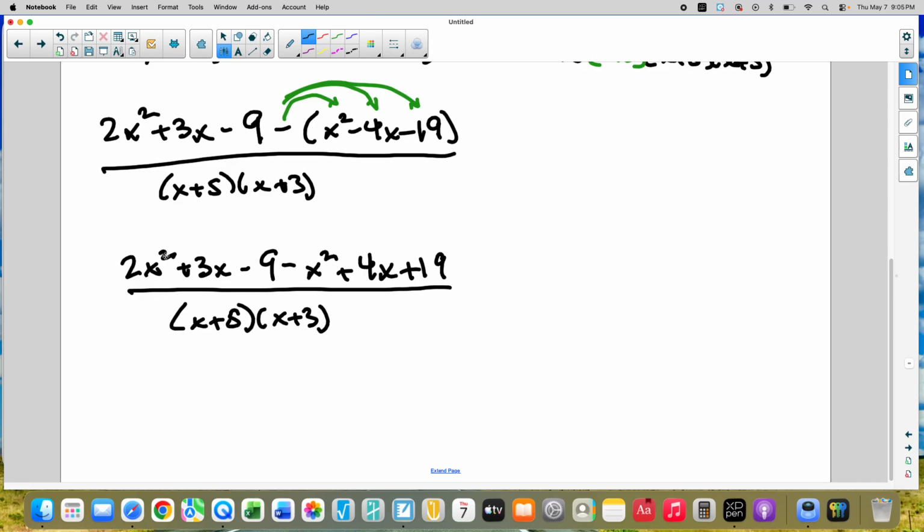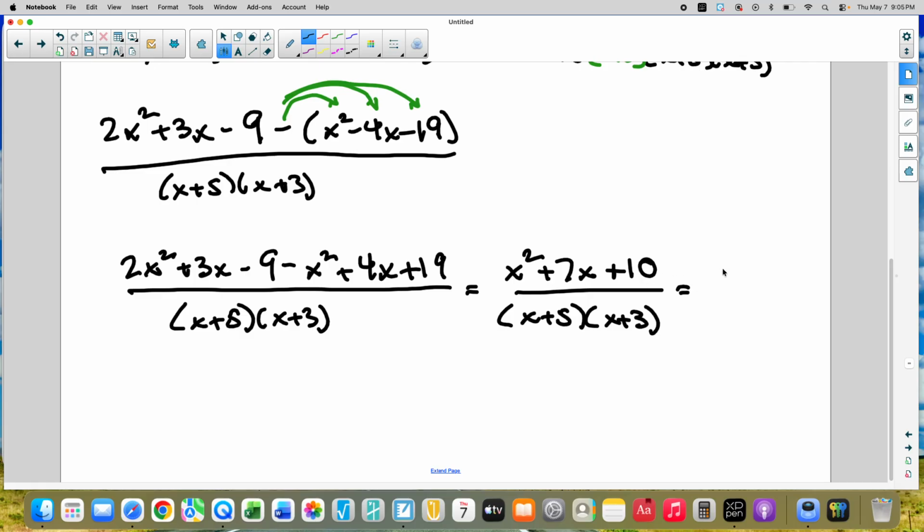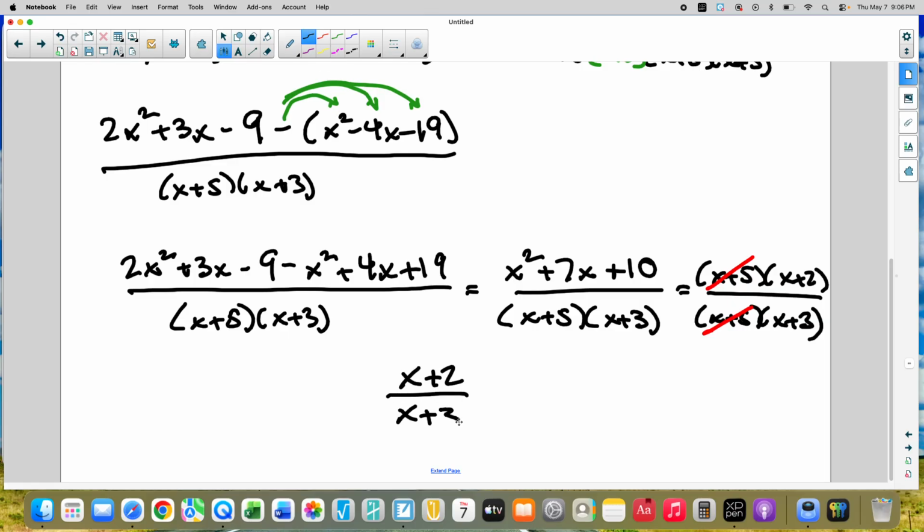So like terms, 2x squared and negative x squared gives us x squared. Positive 3x, positive 4x gives us positive 7x. Negative 9, positive 19 gives us positive 10 over x plus 5, x plus 3. Now, you're not done. We have to check and see, can we factor that? In fact, we can. Factors of 10 that add to 7 are x plus 5 and x plus 2, over x plus 5, x plus 3. That means these cancel. Boom, boom. And my final answer is x plus 2 over x plus 3.